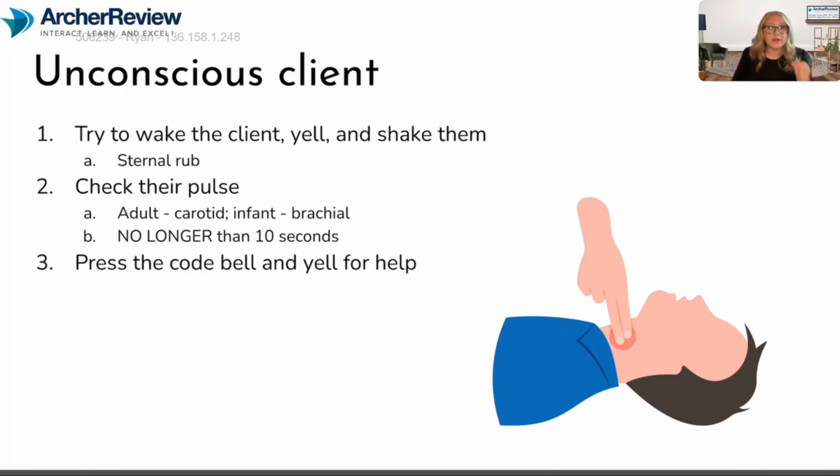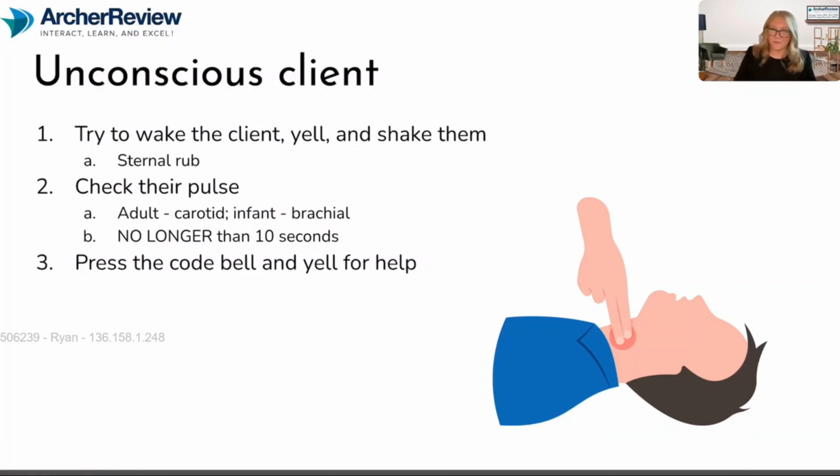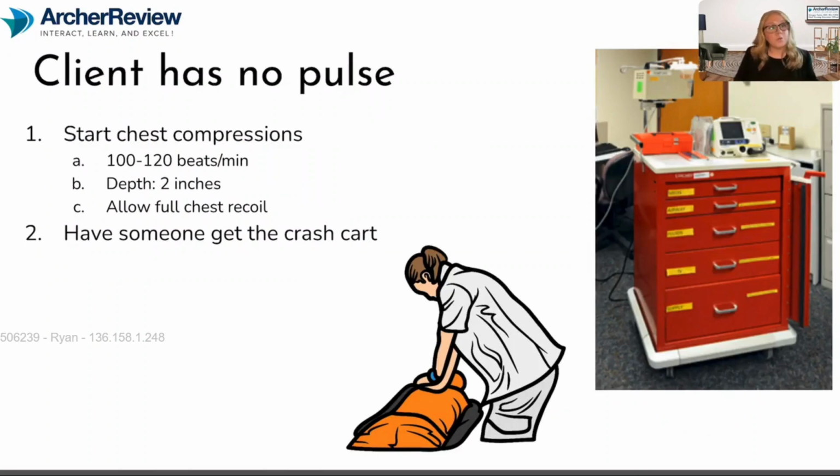Step 2, check their pulse. On an adult, this is the carotid. On an infant, this is the brachial. Key NCLEX point: never check the pulse for greater than 10 seconds. If at 10 seconds you have no pulse, shout for help, pull that code bell. If there's no pulse, after 10 seconds of checking, you start chest compressions.